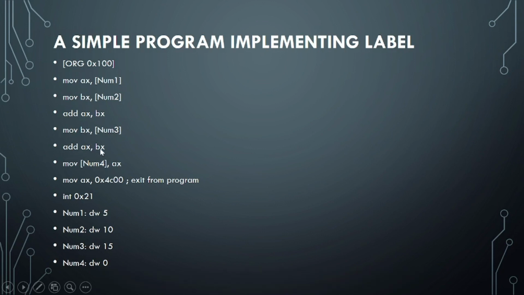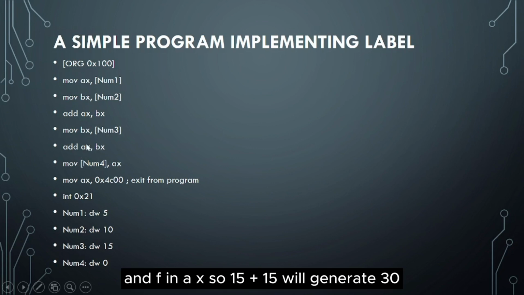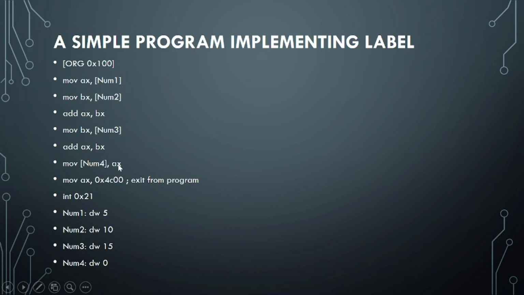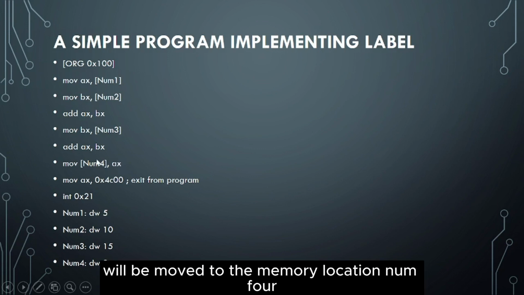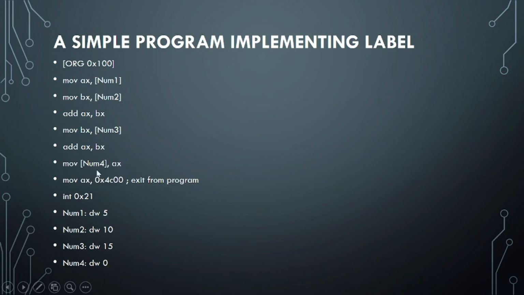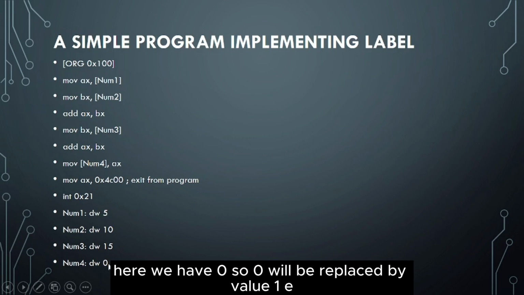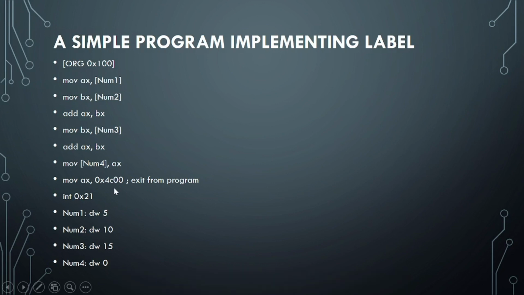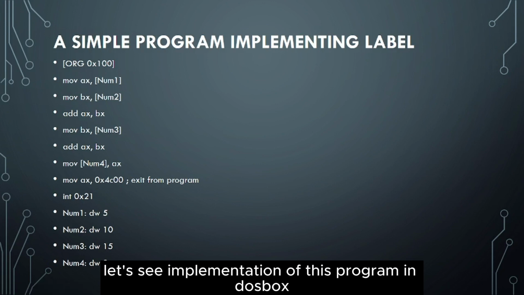Add ax, bx. Now we have f in bx and f in ax. So 15 plus 15 will generate 30. The hexa value of 30 is 1e, which will be stored in ax. The result stored in ax will be moved to the memory location num4. Here 0 will be replaced by value 1e. Then we have the termination statement, the program will be terminated. So now let's see the implementation of this program in DOSBox.